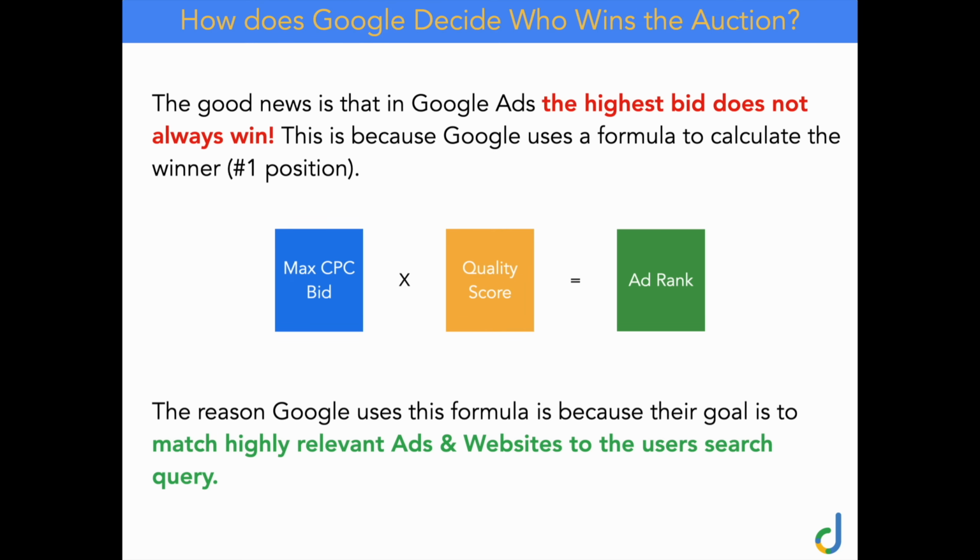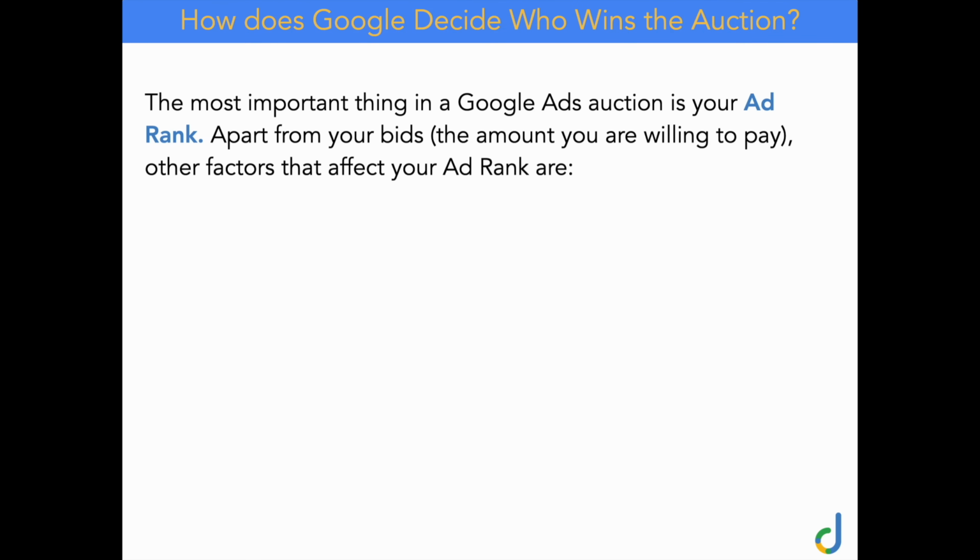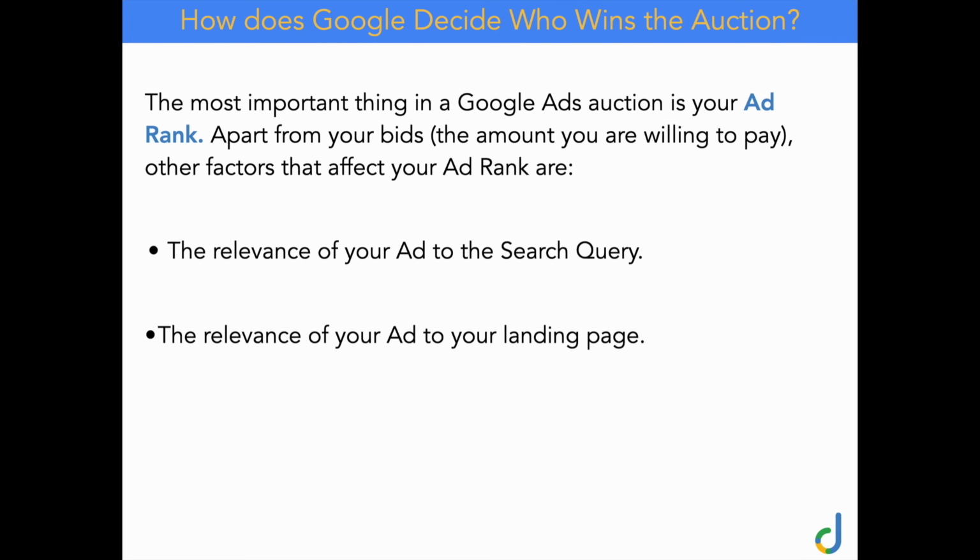So Google isn't only focused on who is willing to pay the most money, as Google's main goal is to match highly relevant ads and websites for the user. So don't be fooled into thinking that the way that you win a Google Ads auction is by being willing to pay the most amount of money, because the most important thing in a Google Ads auction is your ad rank. So apart from your bids, the amount you're willing to pay, other factors that affect your ad rank are the relevance of your ad to the search query, the relevance of your ad to your landing page, and the historical click-through ratio or CTR of your ads.